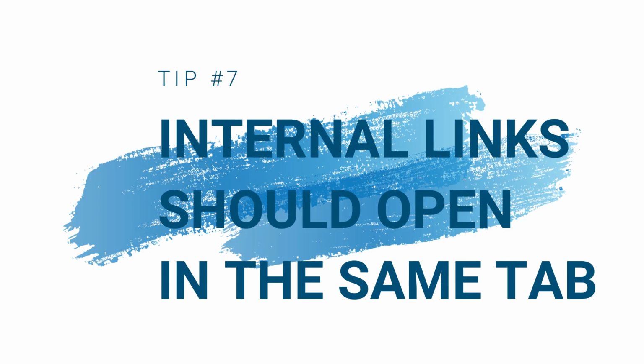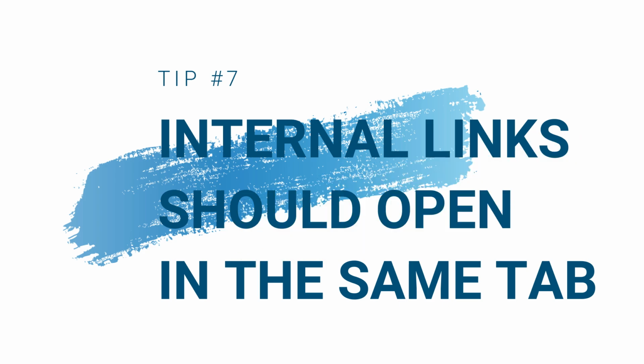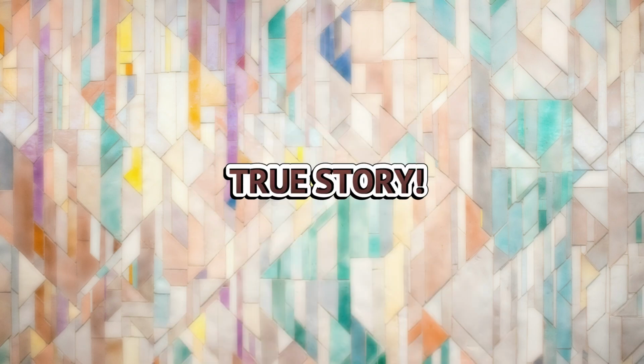And last but not least, tip number 7: make sure all internal links, meaning links that lead to the pages on your website, open in the same tab. This prevents browser clutter, keeps your prospects focused on your content, and makes it easier for you to track user journey and to see in your website analytics what pages they visited and in what order.